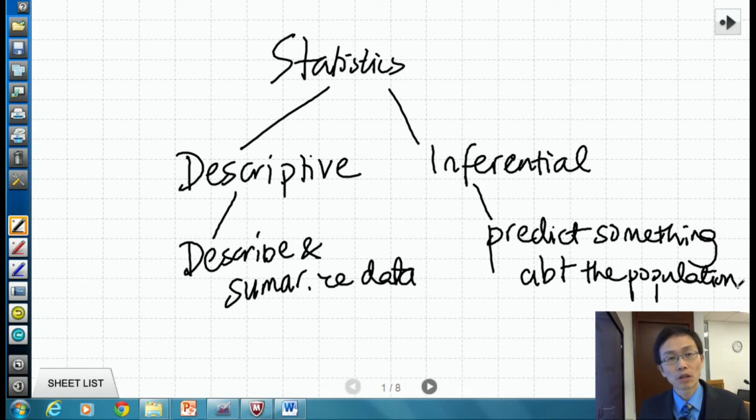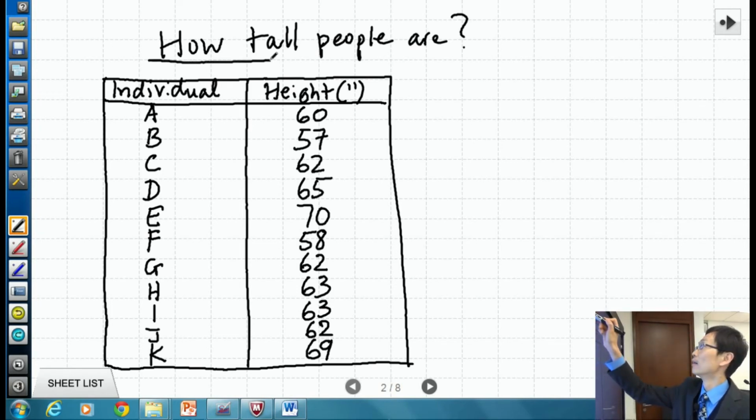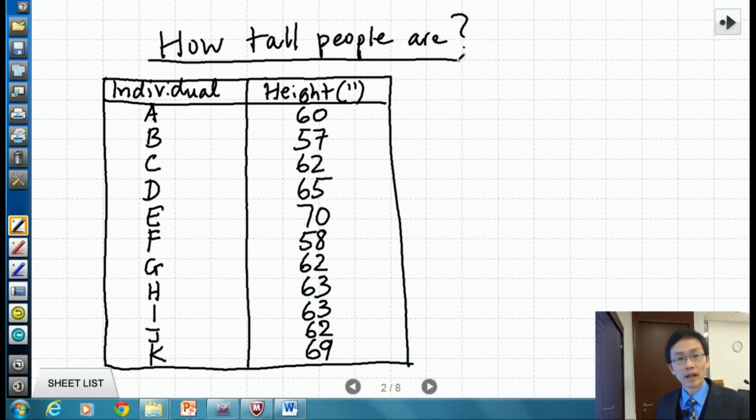In this video, I will talk about some of the most common measures of descriptive statistics. Now, suppose you are interested to study how tall people are. And you have collected data from these 11 individuals from a population of 100 people. So, for example, individual A has a height of 60 inches. Individual B has a height of 57 inches, C 62 inches, and so on and so forth.